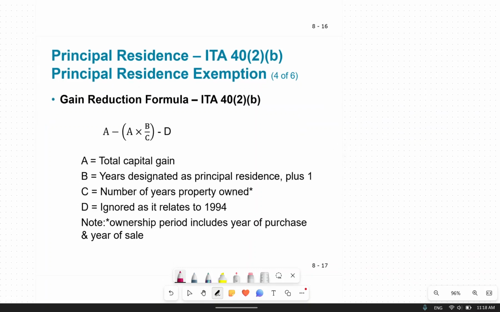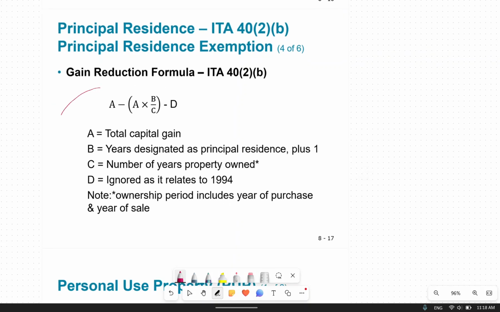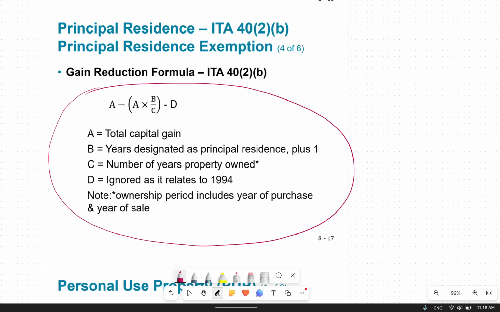But if you have more than one residence, you have to make one a principal residence, and the other one you may have to treat as a rental property. When that happens, you have to do this calculation. A is your capital gain. So A minus your capital gain divided by B over C minus the D. What is B? Year designated as a principal.